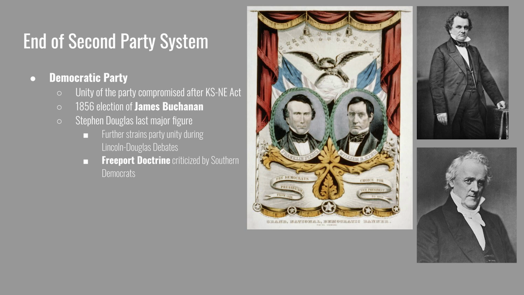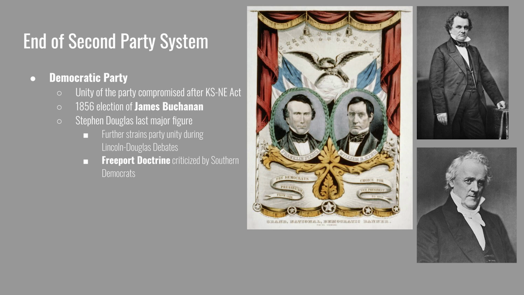Buchanan had been an ambassador to the UK and had been away from the country fulfilling those duties. Since he was seen as more neutral on the issue, he was a compromise candidate to try and unify the party, and ultimately won. Stephen Douglas, the same senator from Illinois who had introduced the Kansas-Nebraska Act into Congress, is the last major national figure in the party. However, he is very divisive, as evidenced by the Kansas-Nebraska Act.